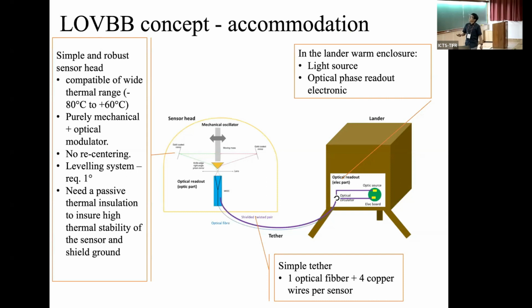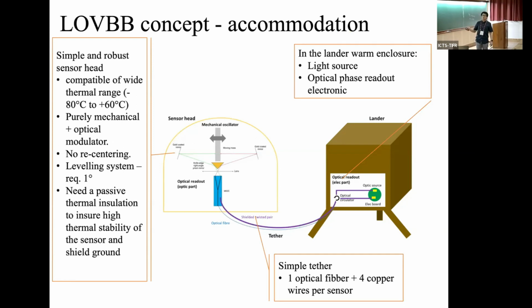Just to give you some better ideas, this can be split into two parts, one which will be deployed on the ground and one which will stay on the lander. The point is that the part that stays on the lander includes the electronics and the source of laser, which needs to be kept warm.